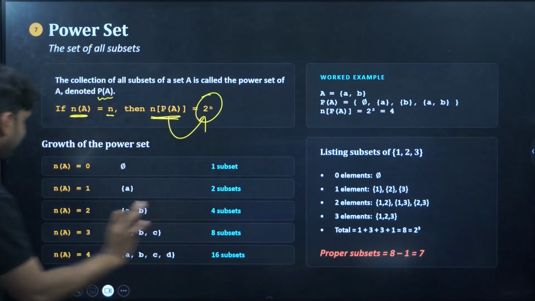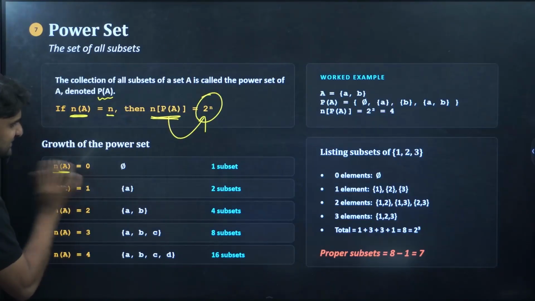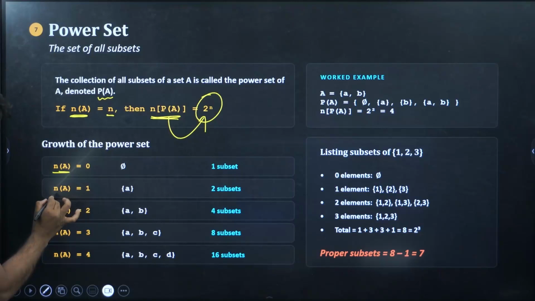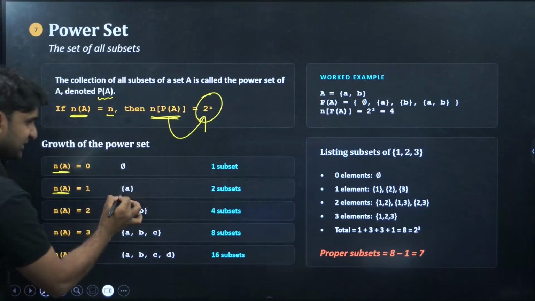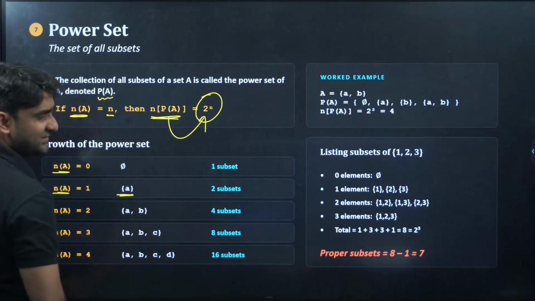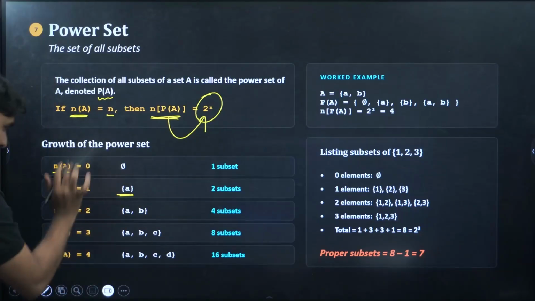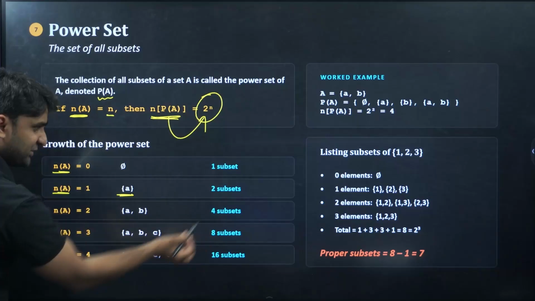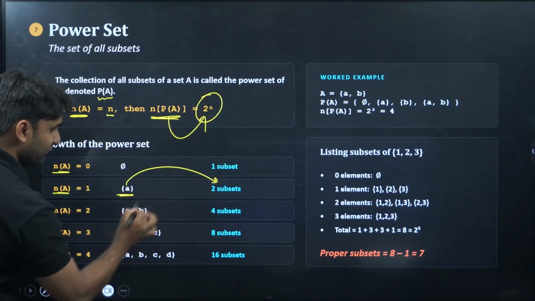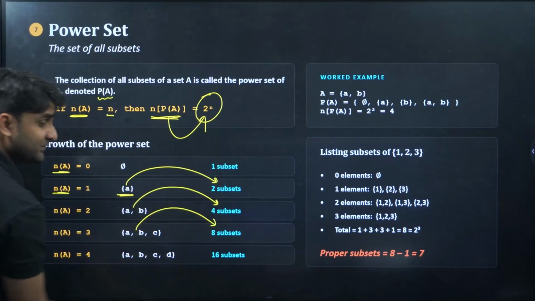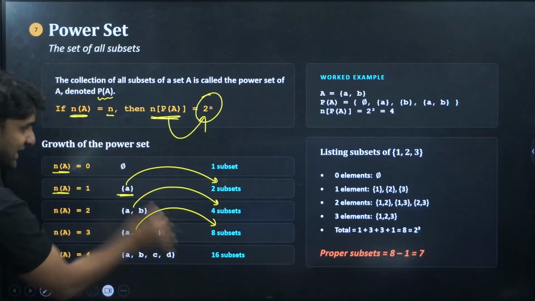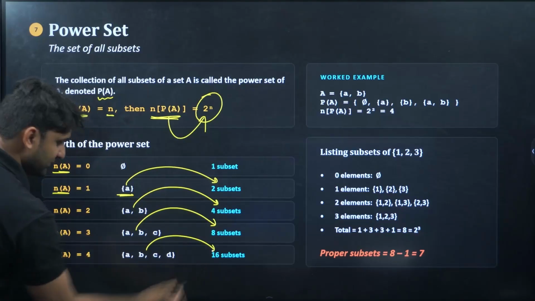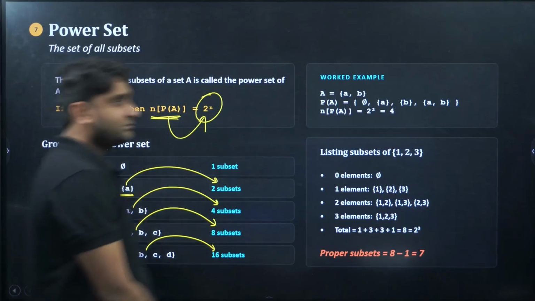Listen, if the number of elements in set A is 0, empty set, how many subsets will be there? Only one subset. If the number of elements in set A is 1, how many subsets will be there? 2 subsets will be there. Okay, if the number of elements in A is 2, for example A and B, how many subsets will be there? For one element, 2 subsets. For 2 elements, 4 subsets. For 3 elements, 8 subsets. And if the number of elements is 4, how many subsets will be there? 16 subsets will be there. Let me show you how.